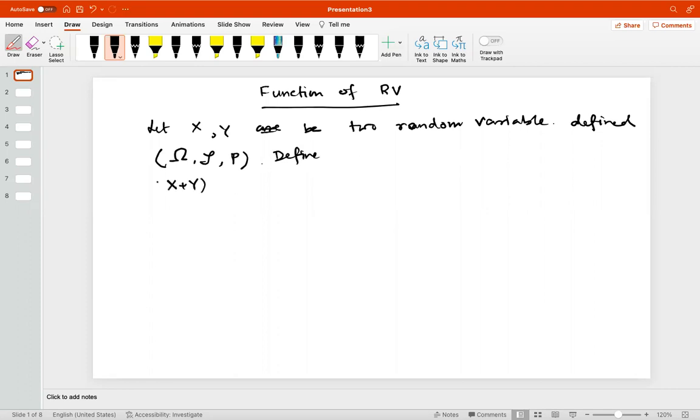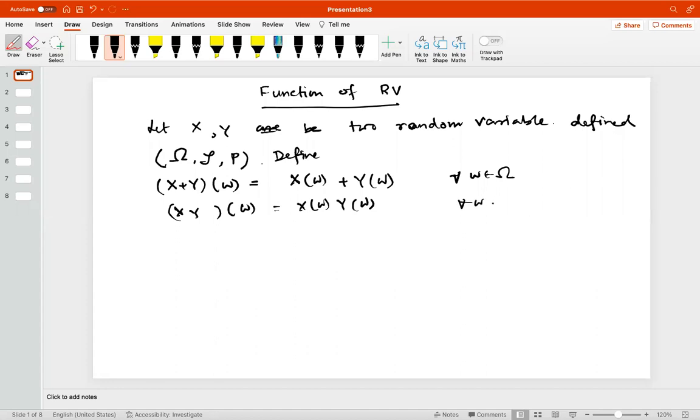Like X plus Y. So X plus Y is a new random variable which, on input omega, gives X(omega) plus Y(omega). Very simple, just addition of two functions, and that should be true for all omega in Omega. Similarly, X times Y or X minus Y at omega is X(omega) times Y(omega), for all omega belonging to Omega.